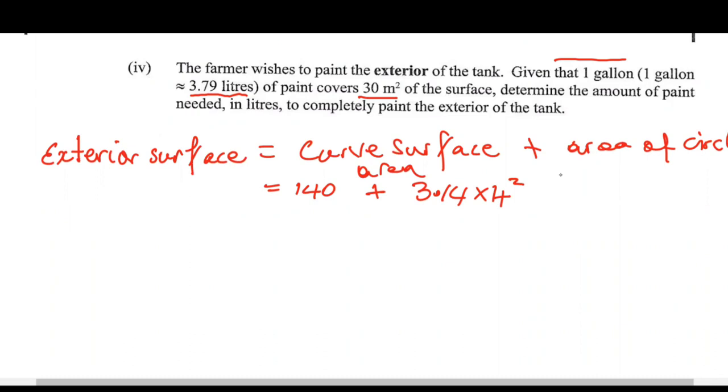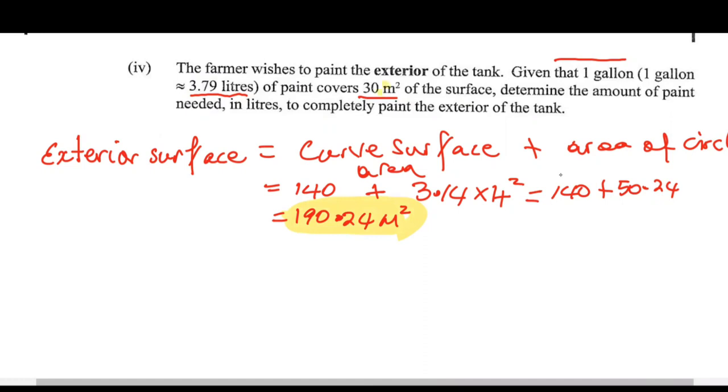So that's 140, 3.14 times 16. All right. So basically, we're looking at 140 plus 50.24. And this comes up to 190.24. So for the exterior surface, when we added the area of the circle to it, we're looking at 190.24 square meters. We were now told, now we're going to have to go back in our reasoning. So this is the surface that needs to be covered in paint.